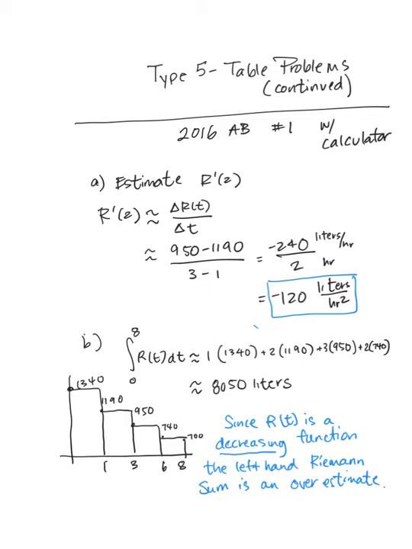Right, type 5 table problems continued. There's one free response and several multiple choice. This first one is 2016 AB number 1. We are allowed to use the calculator here.